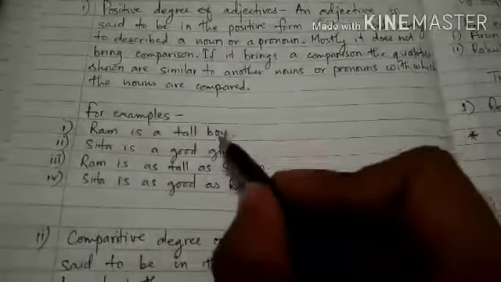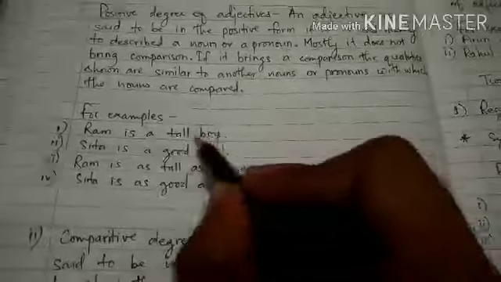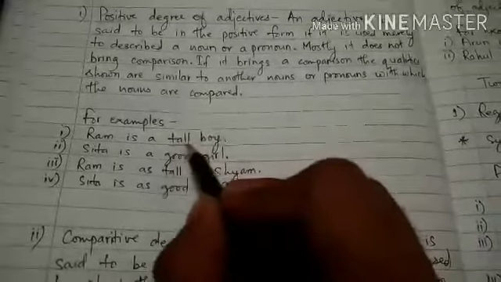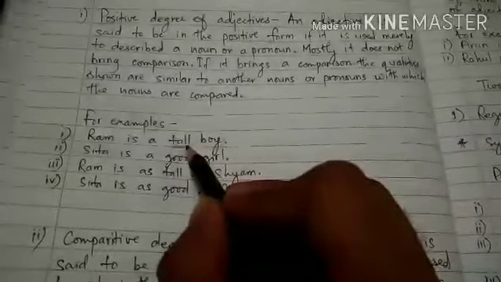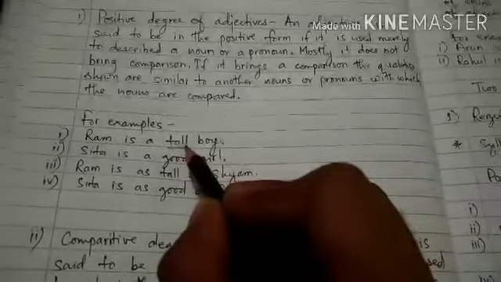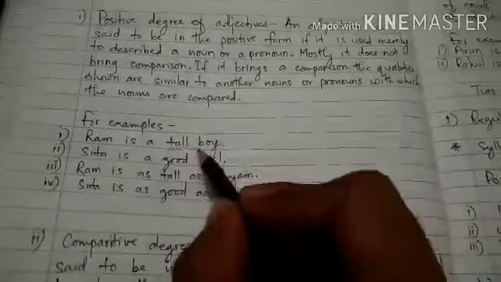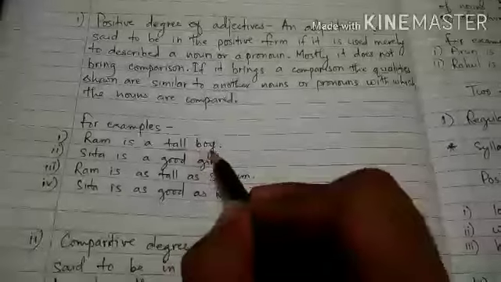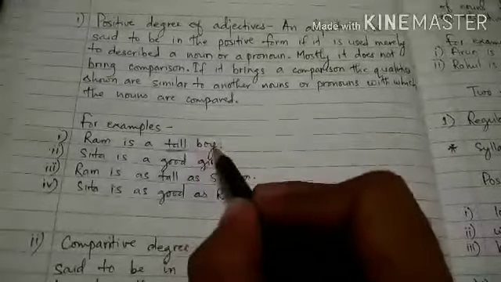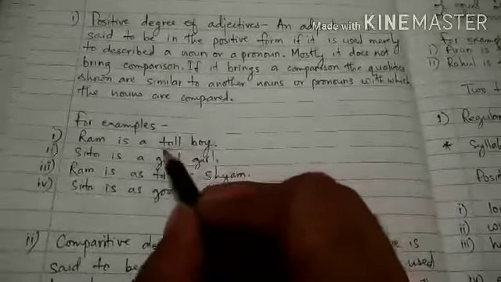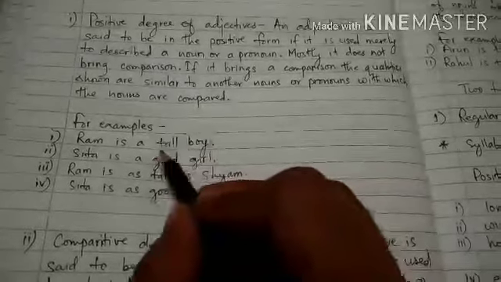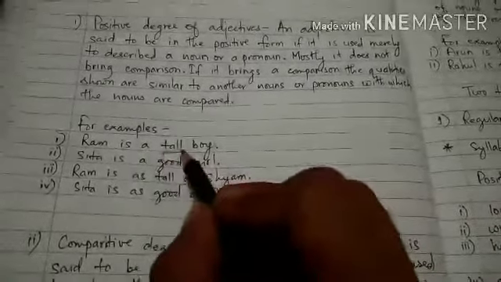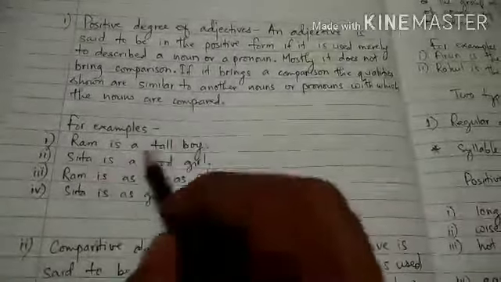Like for examples, Ram is a tall boy. So Ram is a boy. So what kind of boy he is? Tall boy. So tall is an adjective. Okay, so here tall is just used to describe the noun. Here we are not showing any comparison. So this is positive degree of adjective. This is adjective, and which degree? Positive.